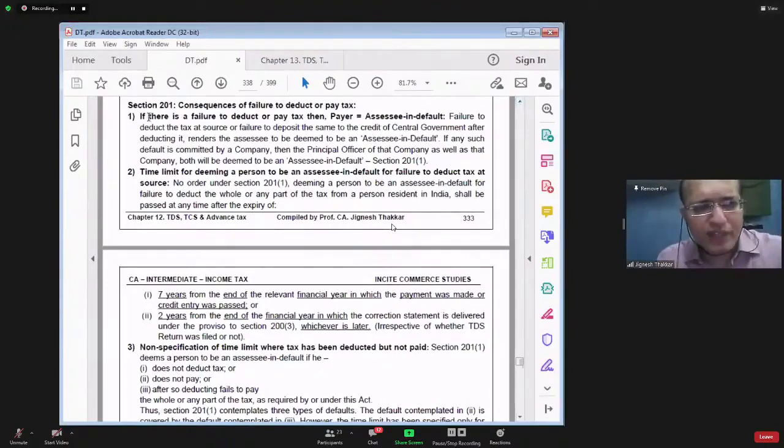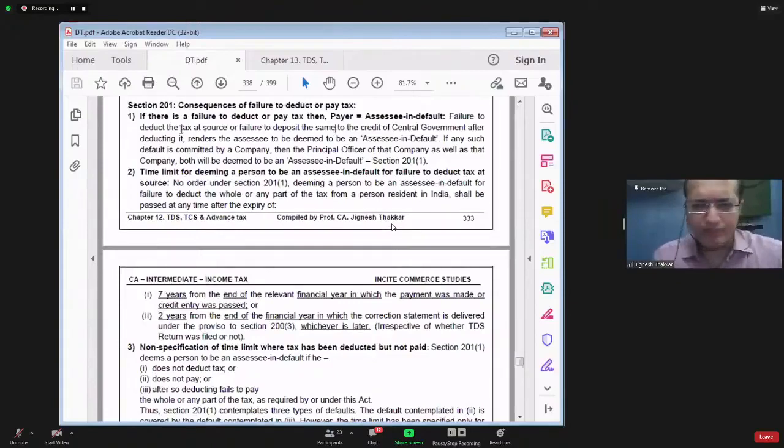If there is a failure on the part of the payer, either to deduct tax or to pay tax, then payer will be considered as assessee in default. If payer is considered as assessee in default, penalty will be levied on the payer.